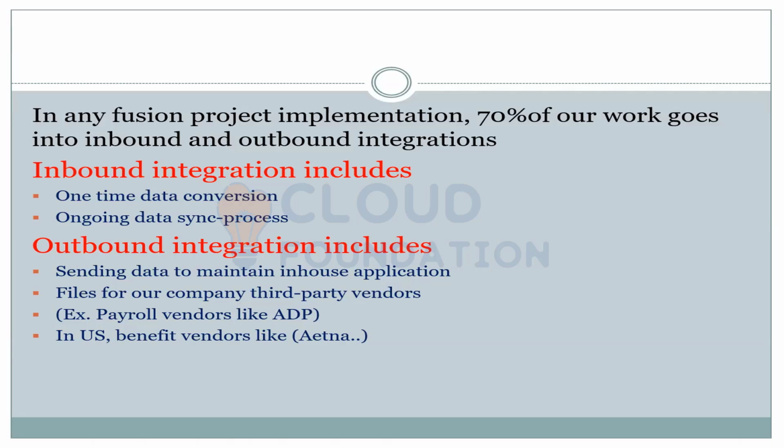I am going to outsource the payroll of the company to another company, so they will handle my payroll. I will not run the payroll of the company; somebody else will run it, and they will bill the employees. So this is the way outbound integration includes files for the company's third-party vendors and payroll vendors like ADP. In the US, we have benefit vendors like Aetna.